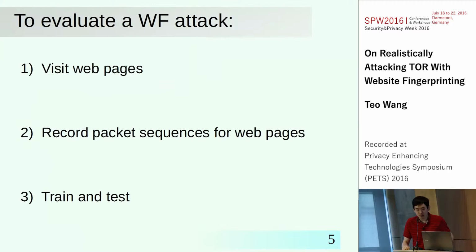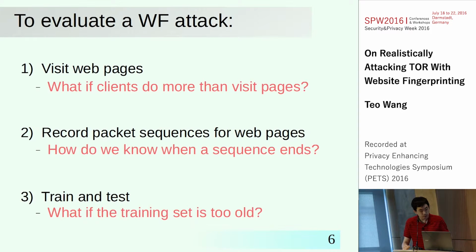So let's look at what this testbed is. This testbed involves a simple evaluation procedure. We're going to visit some web pages. We're going to record packet sequences for those web pages, and we're going to do some training and testing. Now, this sounds very simple and direct, but it turns out there's problems with every step of this procedure. What if clients do more than just visit pages, right? What if they're also, for example, watching a video in the background? When we record packet sequences, we start and then we end. But how do we know when a packet sequence should really end in the real world, right?